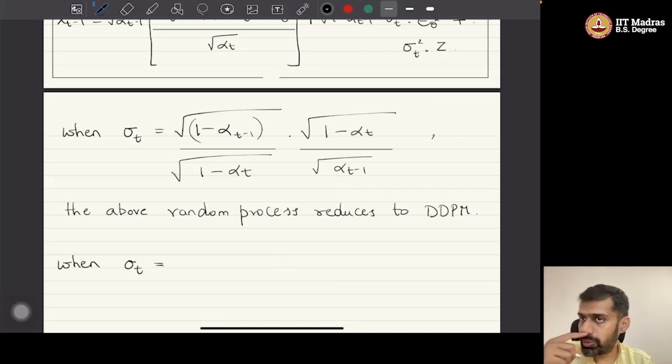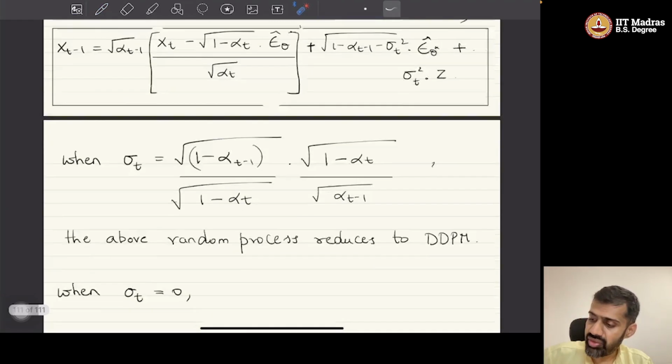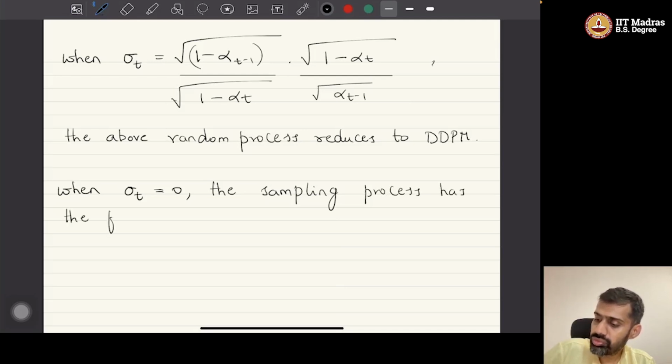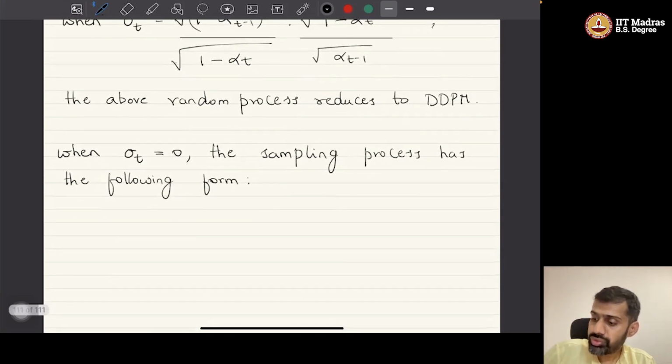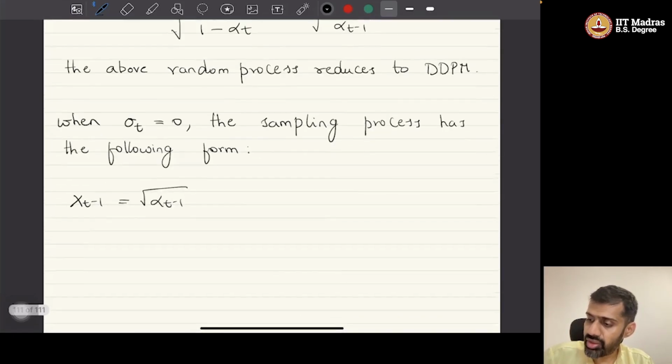sigma t is equal to 0, we have said that sigma t can be any non-negative real vector, so it can take a value of 0 as well. If that is 0, then this term completely vanishes, right? With sigma t equal to 0, the sampling procedure has the following form. So x t minus 1 will be equal to root of alpha t minus 1 times this entire first term, which remains exactly the same. So let me write it down.